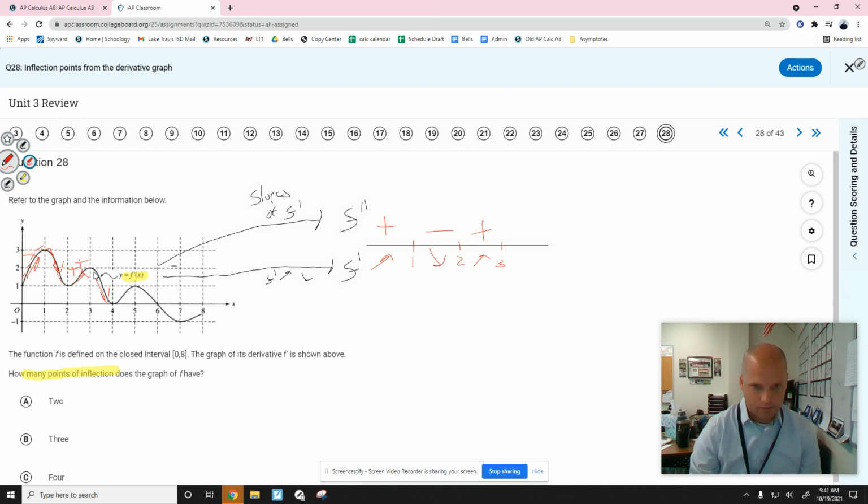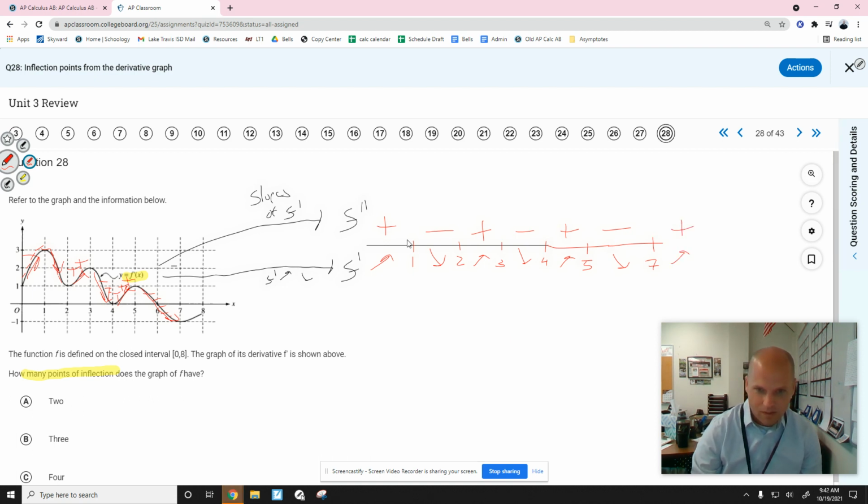Then we're going down until 4. Going down until 4, or the slopes are negative. And then we're going up until 5. The slopes are positive until 5. And then we're going down to 7. Not to 6, but to 7. We're going all the way down to 7. Negative slopes all the way to 7. And then up after 7.